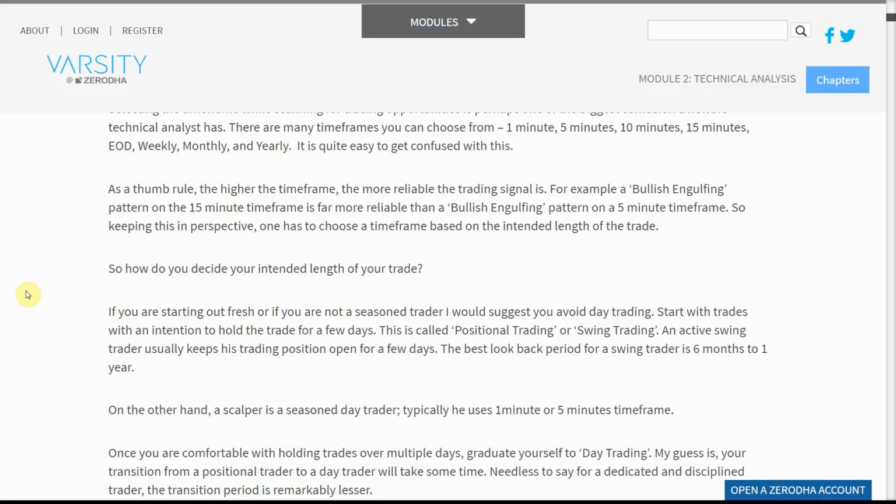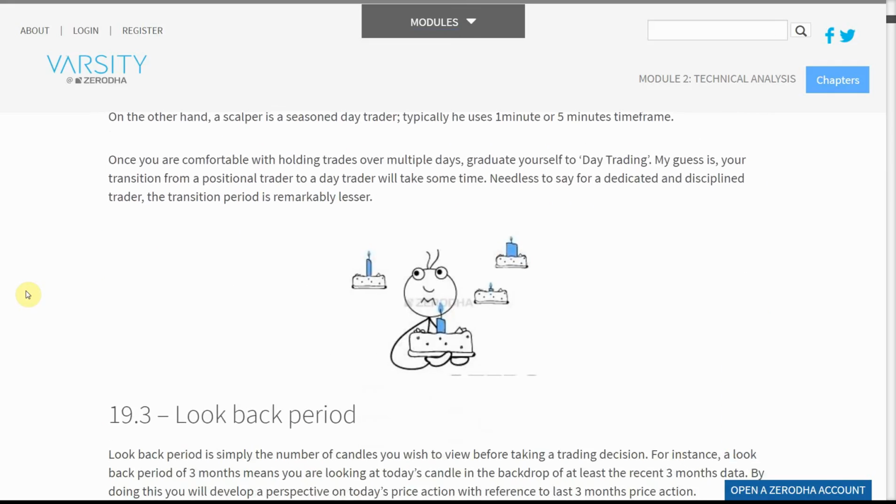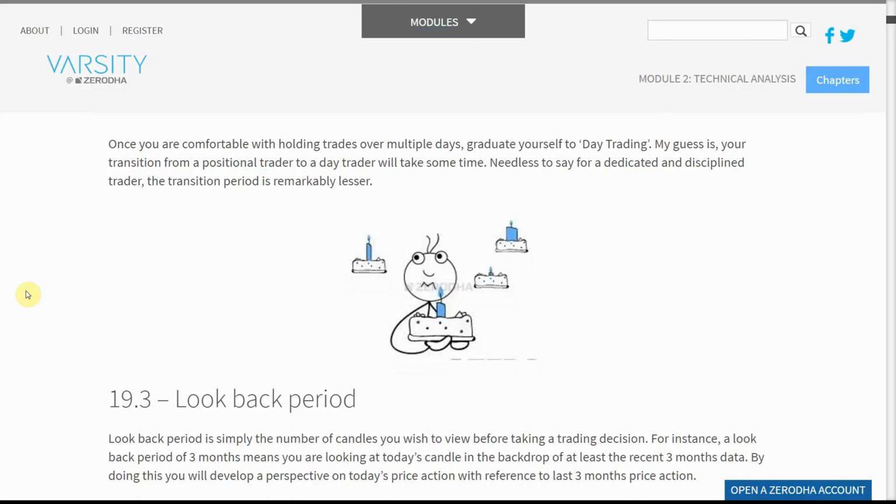Once you are comfortable with holding trades over multiple days, graduate yourself to day trading. My guess is, your transition from a positional trader to a day trader will take some time. Needless to say, for a dedicated and disciplined trader, the transition period is remarkably less.